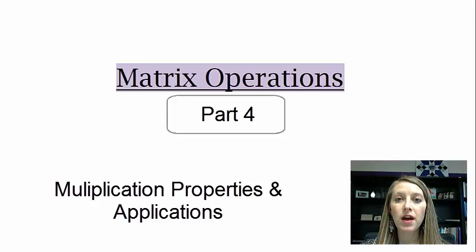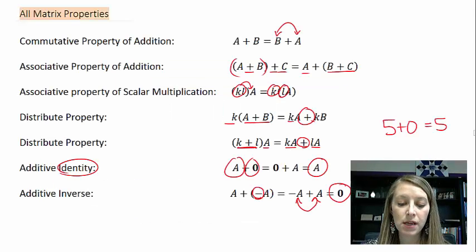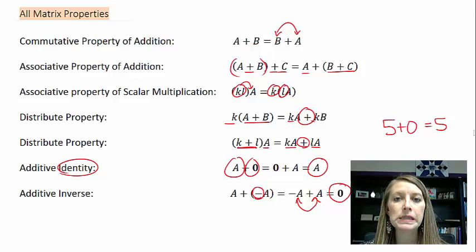So at this point, we have learned the operations of addition, subtraction, scalar multiplication, and matrix multiplication. We talked about a lot of the properties, but these properties really only involved matrix addition and subtraction. So how does that correlate when we want to talk about matrix multiplication?